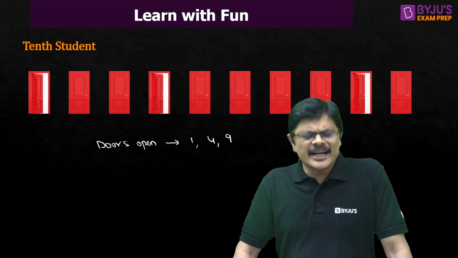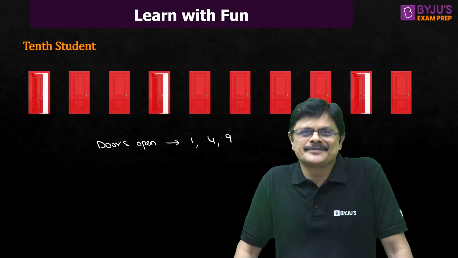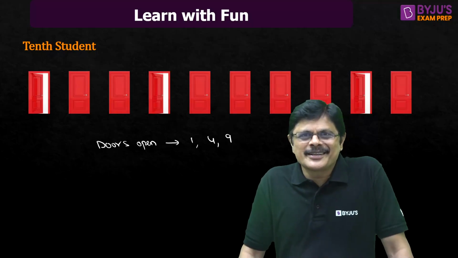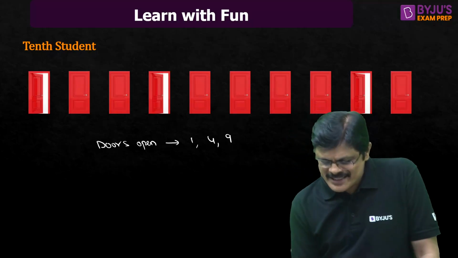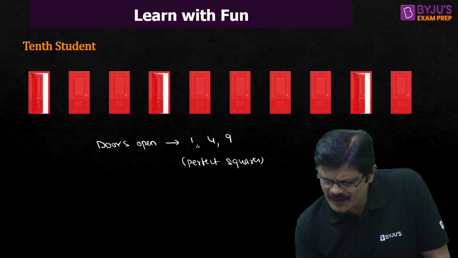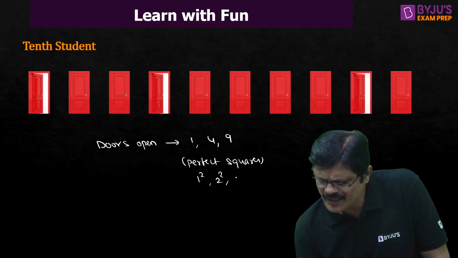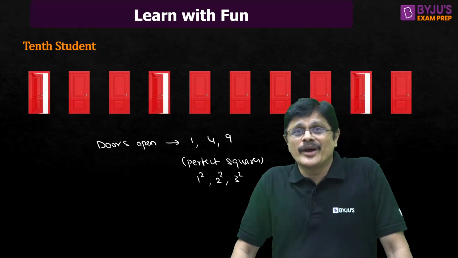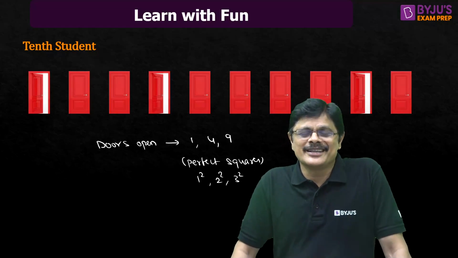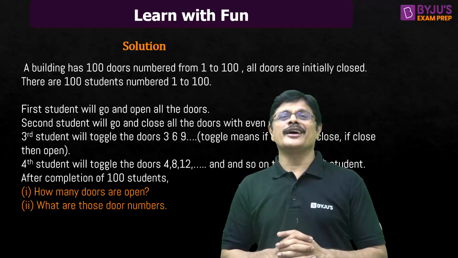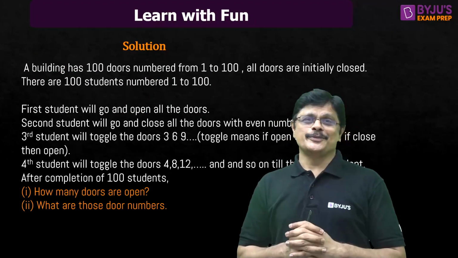Is there any specialty about these numbers? You can pause and write the answer. The specialty is these numbers are perfect squares. It is 1 square, 2 square, and 3 square. That is, the doors whose numbers are perfect squares are opened ultimately. And the same solution can be generalized for the 100 door problem also.